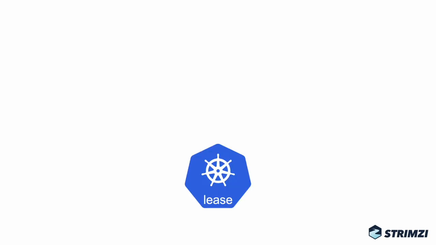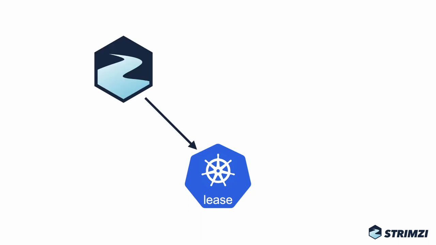Leader election in Strimzi is built using the Kubernetes lease resource. The lease resource is used to identify the holder of the lease and also the time when the holder was last alive. When the first instance of the cluster operator starts, it will use the lease resource to take the lock, and it will periodically update the time to indicate that it is still alive.